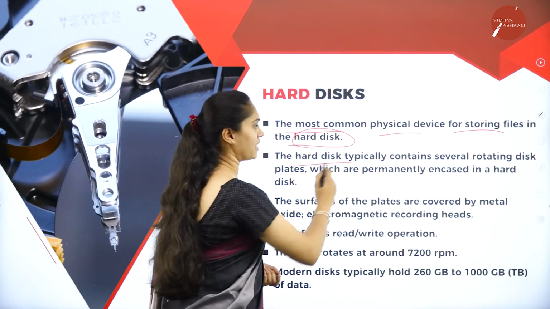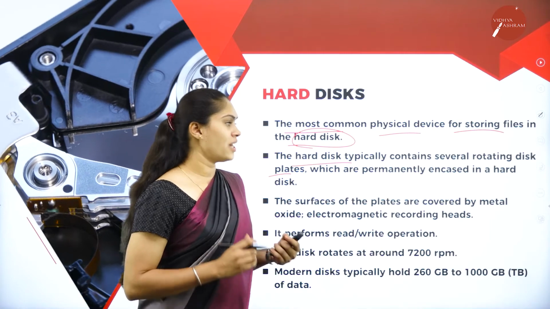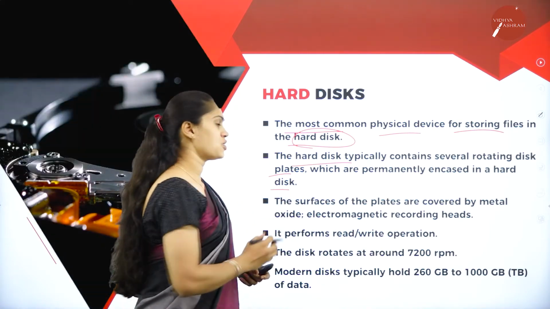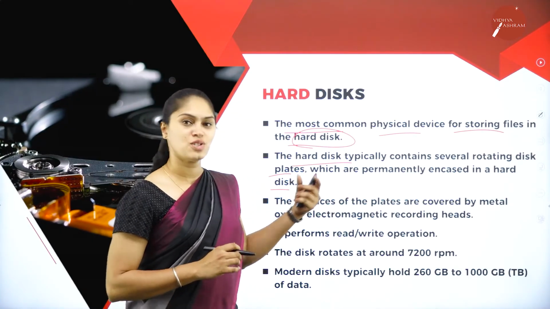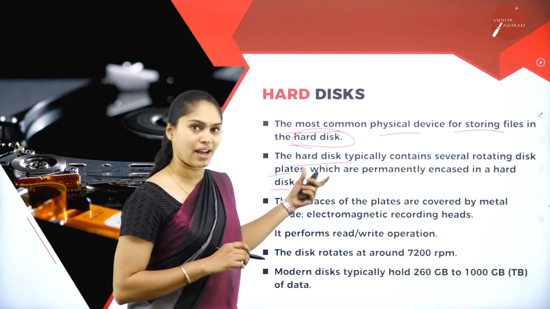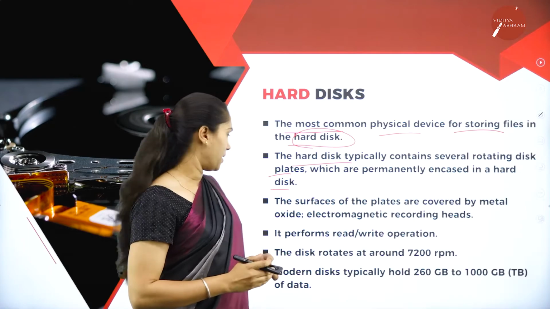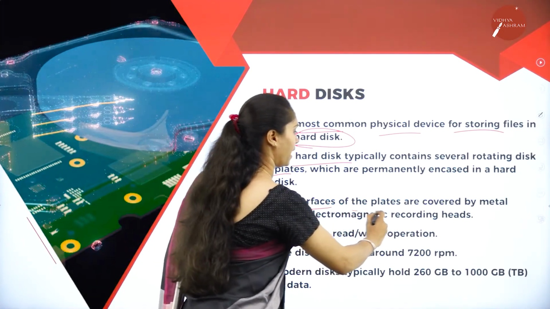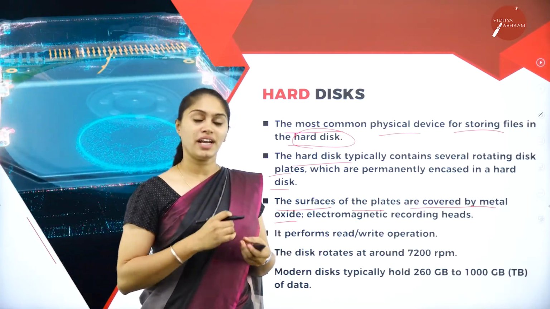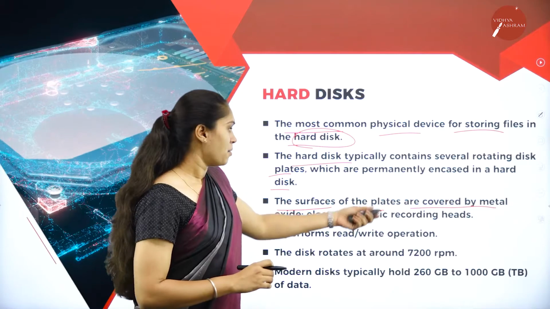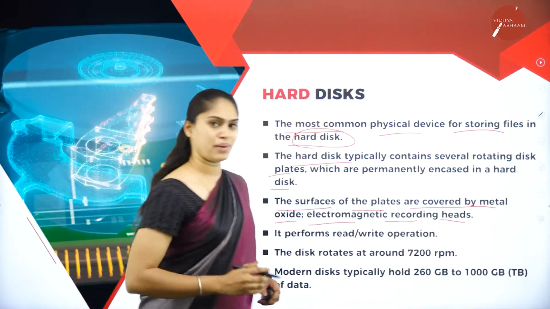The hard disk typically contains several rotating plates, which are permanently encased in the hard disk. So if I consider this as a hard disk, it has several rotating plates. Those plates hold the data and information permanently. Then the surfaces of the plates are covered by metal oxide. So the magnetic disk is covered with the help of this metal oxide. Then electromagnetic recording heads will be there.